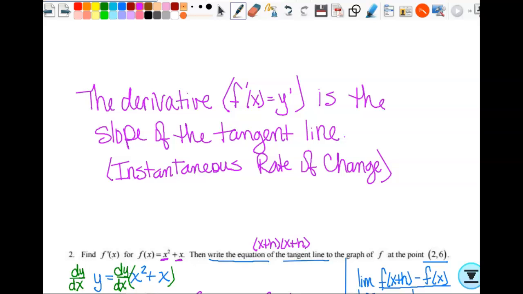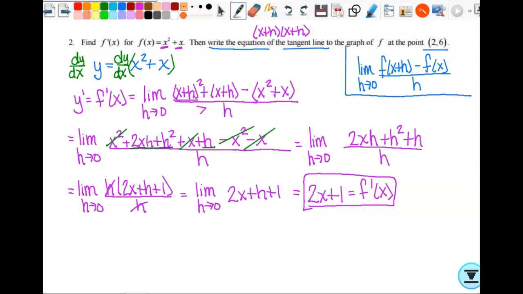Because look, then it asks us to write the equation of the tangent line. So we have to use that to get to that point. Okay? So the derivative, which is f prime of x or y prime, probably going to use f prime for most of this right now. It is the slope of the tangent line. That is your instantaneous rate of change. Okay? All right, so let's go back to this question then. It said to find f prime of x. We did that. Check. This is equal to the slope.